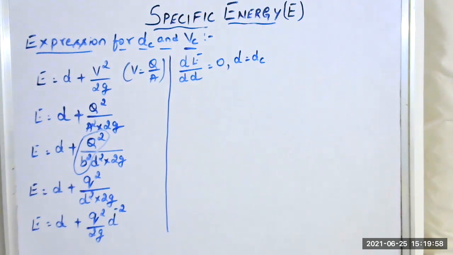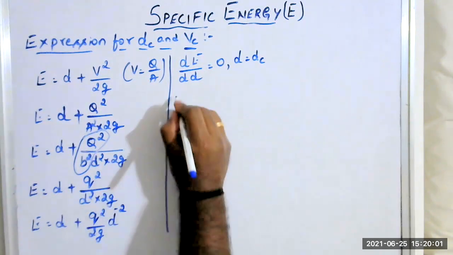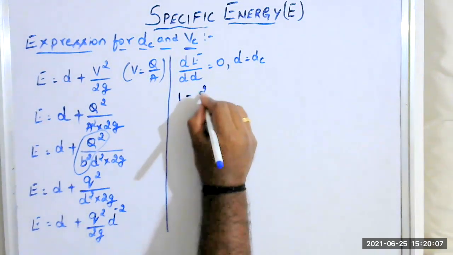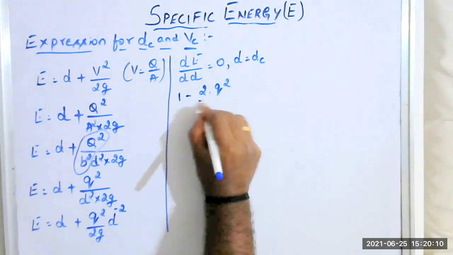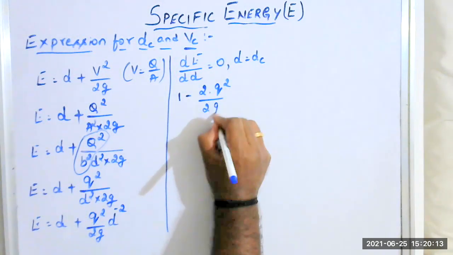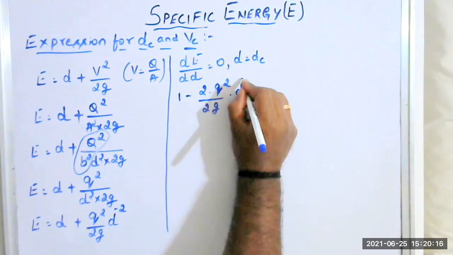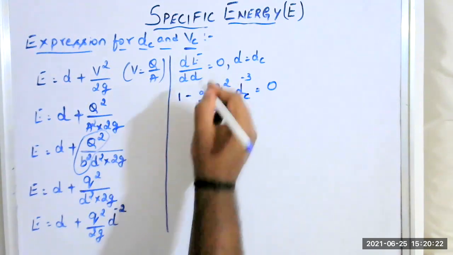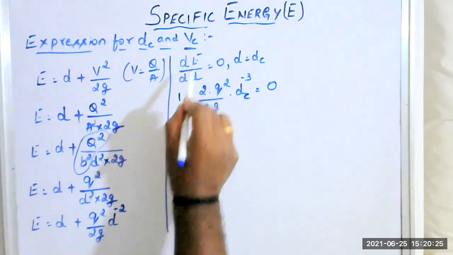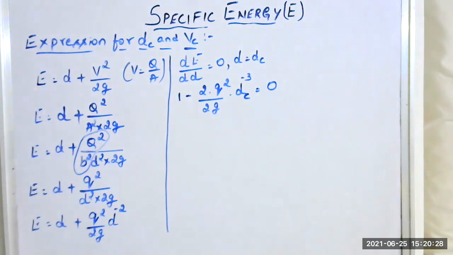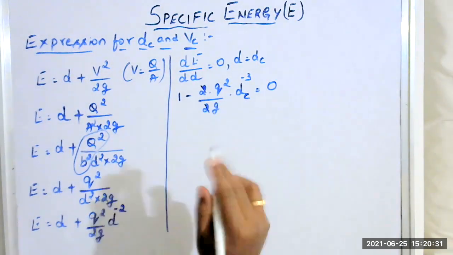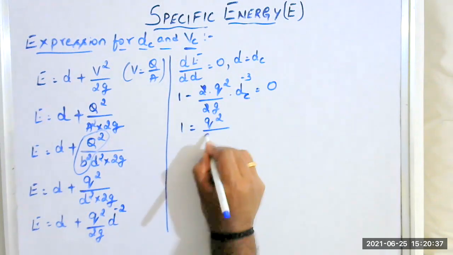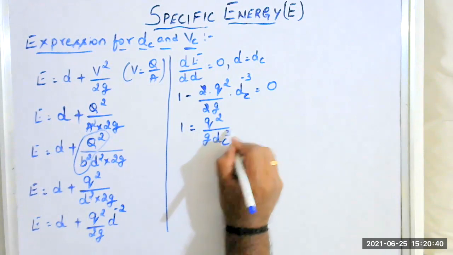Let me differentiate this equation with respect to D and equate it to 0. So what is the differentiation of this with respect to D? Differentiation of D is 1. This is D power minus 2, so that is minus 2 into q square divided by 2g into D power minus 3, equal to 0. Here instead of depth, I'll write Dc because this condition is applied now, and the specific energy becomes minimum. This 2 and 2 cancel. You simplify: 1 is equal to q square divided by g into Dc cube.